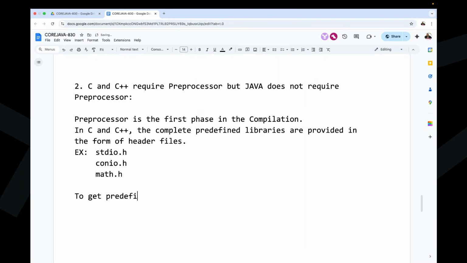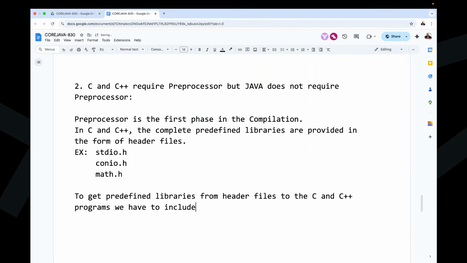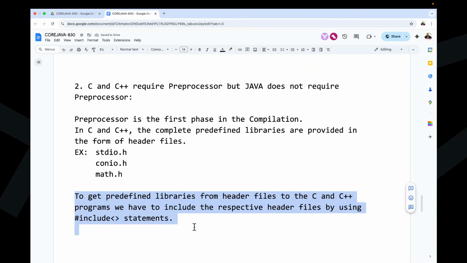To get predefined libraries from header files to the C and C++ programs, we have to include the respective header files by using hash include statements. Am I right or not? To get predefined libraries from header files to the C and C++ programs, we have to include the respective header files by using hash include statements. Am I right or not? Please all of you respond for me.